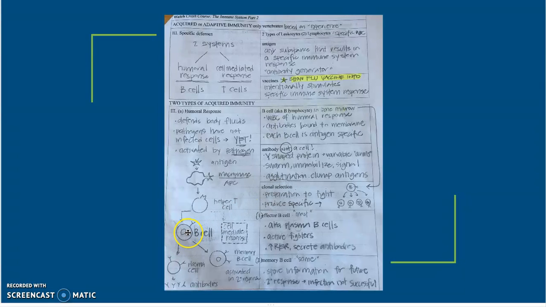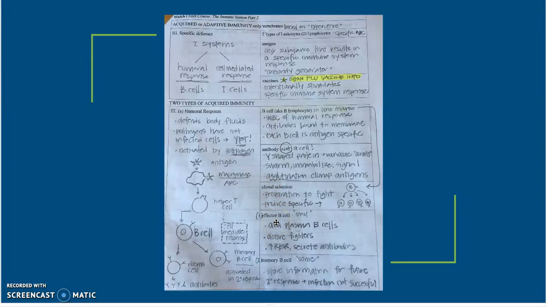Now, what happens when the naive B cell is activated? It goes through a process called clonal selection. Clonal selection refers to the really rapid reproduction, the preparation to fight. So here's this B cell that matures in the bone marrow, and it's been activated by a particular helper T cell. Now it's specific for a pathogen, and it's going to go really, really fast and produce all of these cells. All of the exact same cells, sorry. That's why it's called clonal selection.